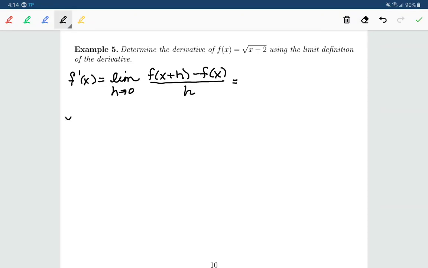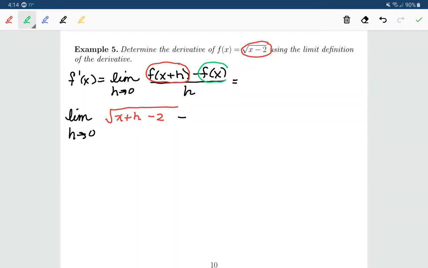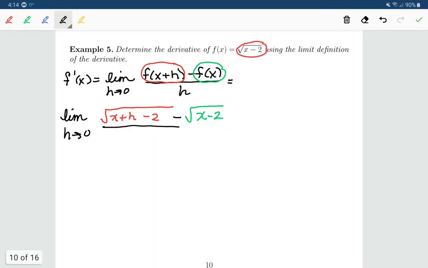We need to find the limit as h approaches 0 of f of x plus h. To do that, I use the function that we're given, and every place that I see x, I plug in x plus h, then minus 2, minus from our formula, and then we'll just plug in f of x, which is the square root of x minus 2, and divide that by h.